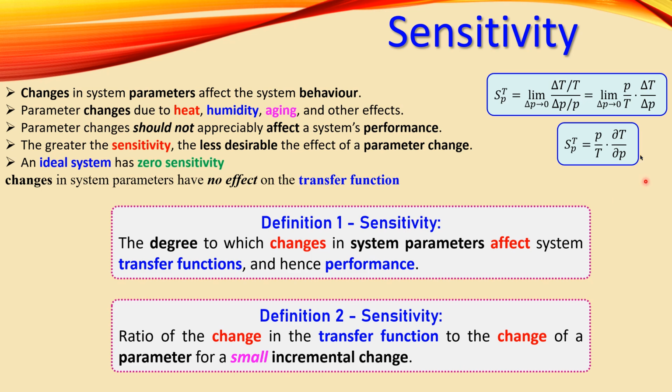It is a partial derivative because T can also be dependent on the controller gain, or on another parameter, so it is not just only p.